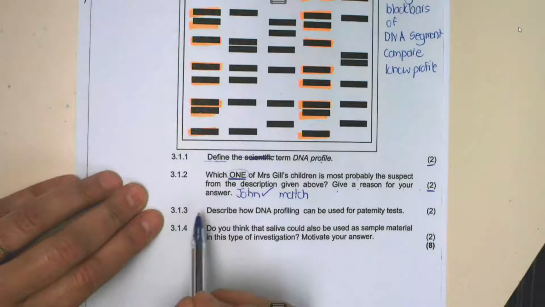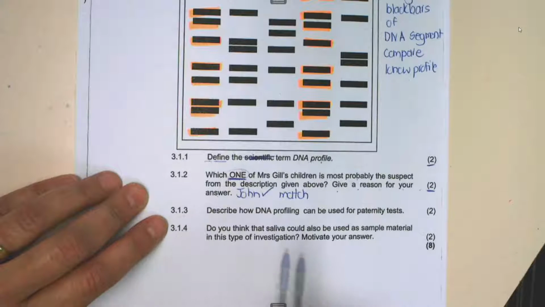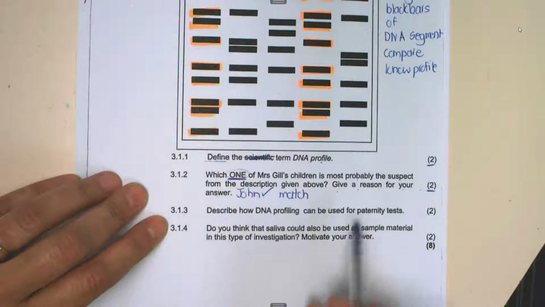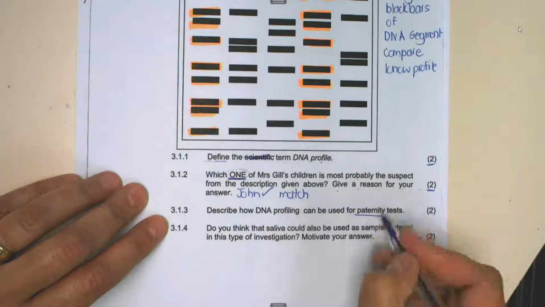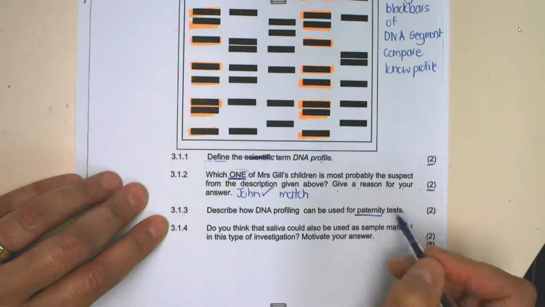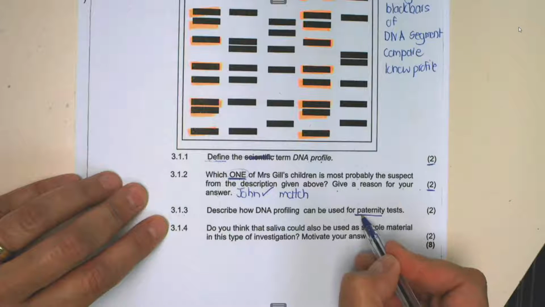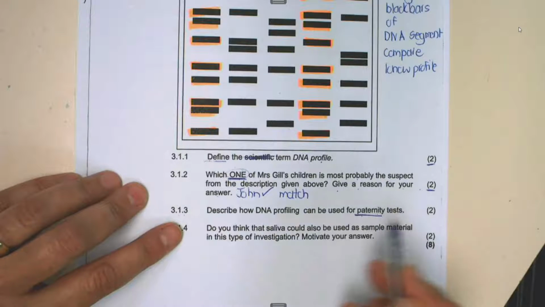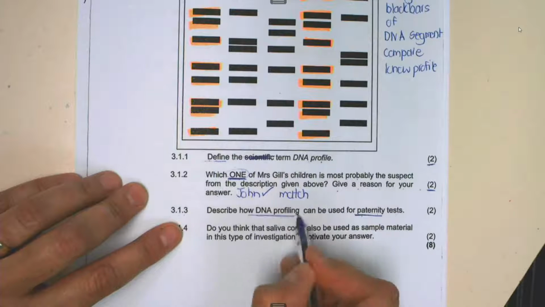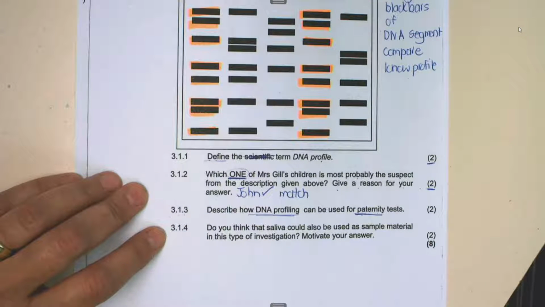All right, now 3.1.3, here we go. Describe how DNA profiling can be used for paternity. What is the word paternity again? Pa, dad, parent. Okay, so paternity test is to see who is the dad. So how can I use this in DNA profiling? So it's for 2 marks.